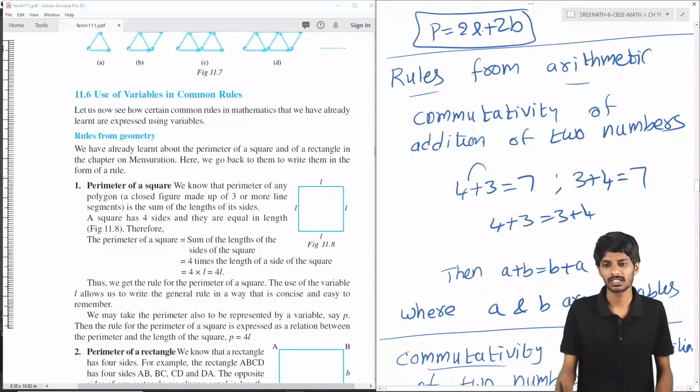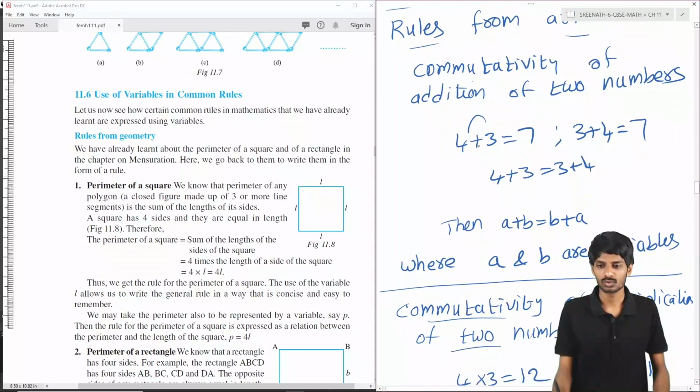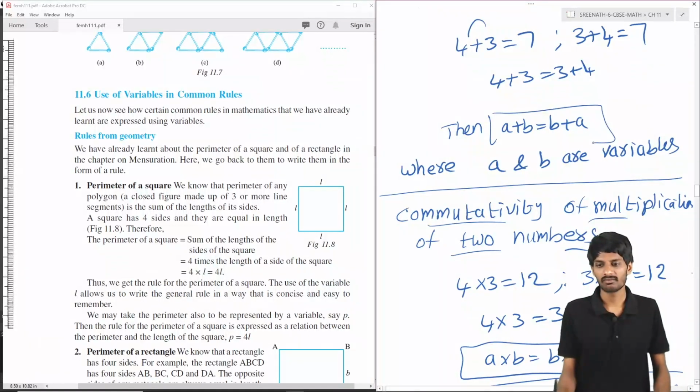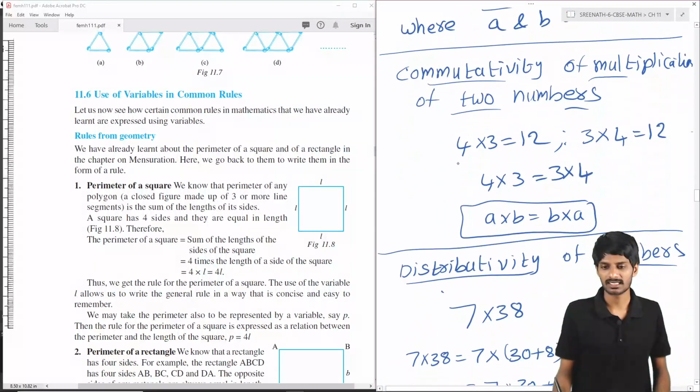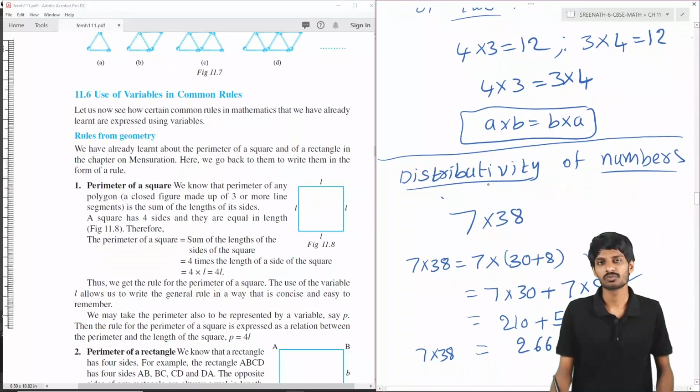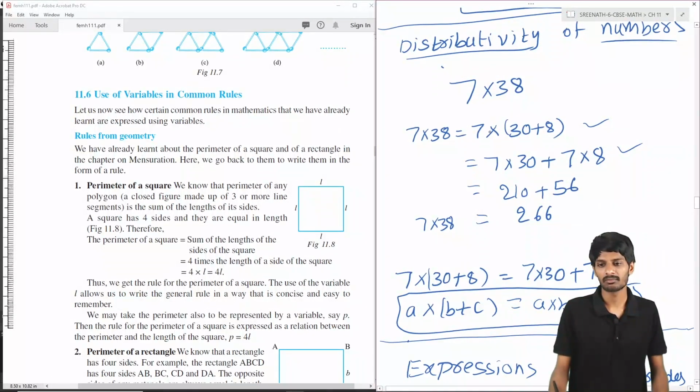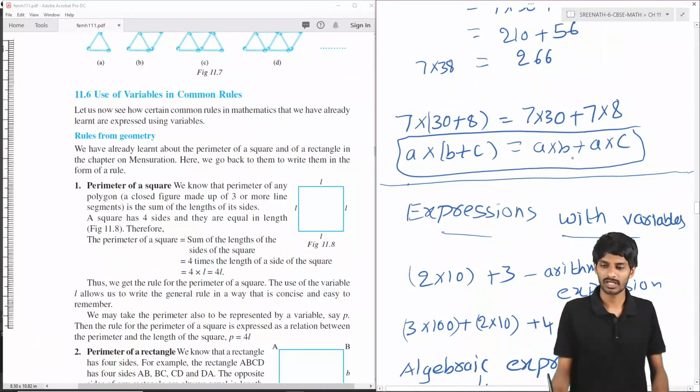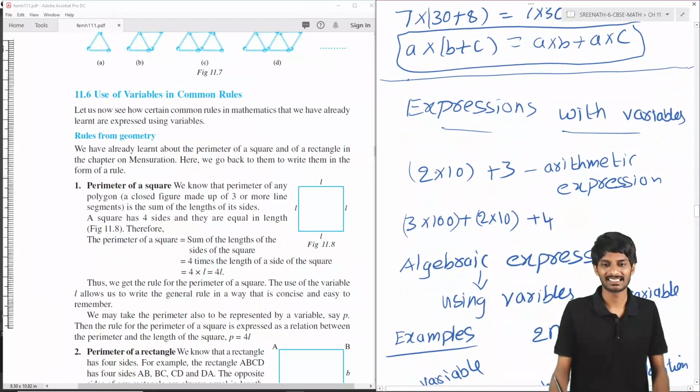And for arithmetic, students, the commutativity of addition of two numbers can be represented using variables, that is a plus b equal to b plus a, and the commutativity of multiplication of two numbers is represented as a cross b equal to b cross a, and the distributivity of numbers is represented as a cross (b plus c) equal to a cross b plus a cross c, like that, students.